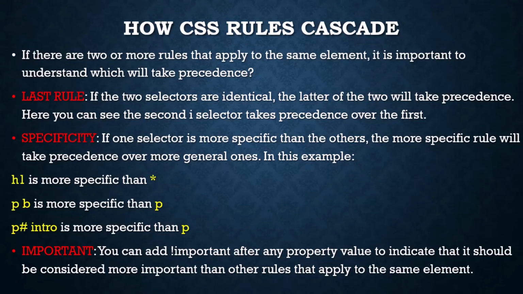How CSS rules cascade. Remember, I told you CSS stands for Cascading Style Sheet. Now, if there are two or more rules that apply to the same element, it is important to understand which one will take precedence over the other. Definitely, you cannot be working with two commands for the same element at the same time. So in this case, the last rule will take precedence over the previous rule. If two selectors are identical, the latter of the two will take precedence.